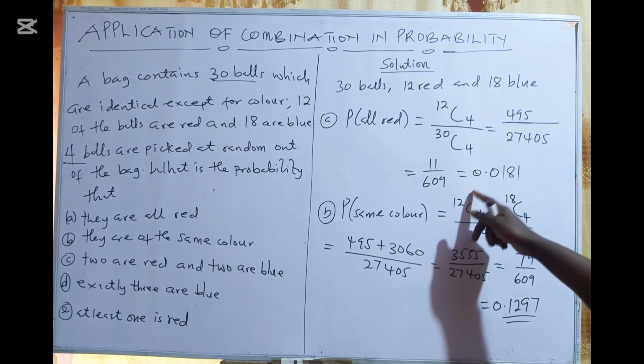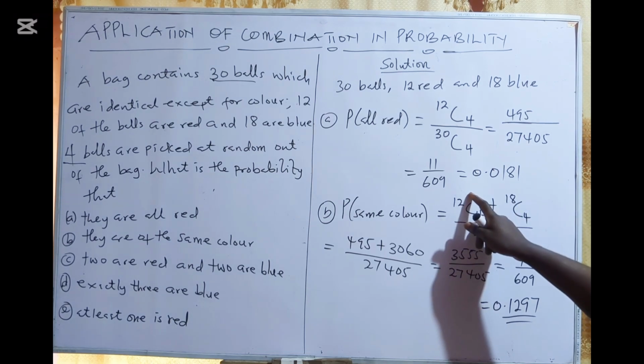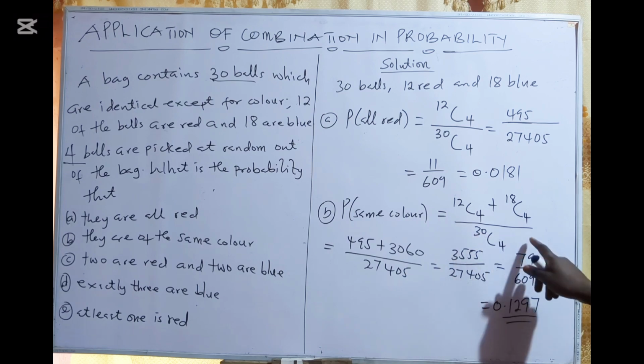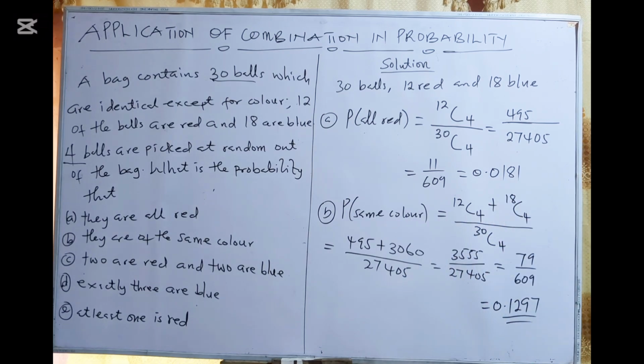Either all the 4 selections will be red, or all the 4 selections will be blue. Then divide by the total, which is 30 combination 4. I believe you get it. Alright, let's go to the C.